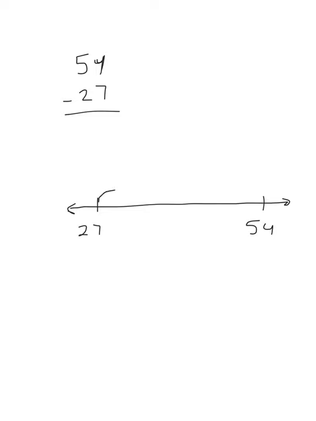Well, if I add up, let me keep it with friendly numbers. So 27 plus 3 gets me to 30. 30 plus 24 gets me to 54. So then 3 plus 24, so then we know 54 minus 27 is 27. Okay, let's look at it with another problem.